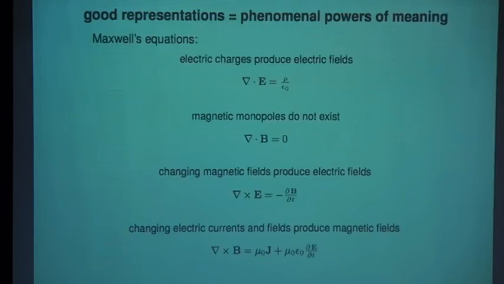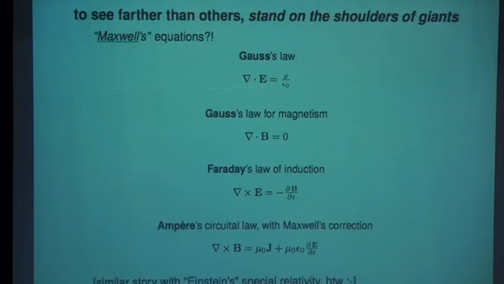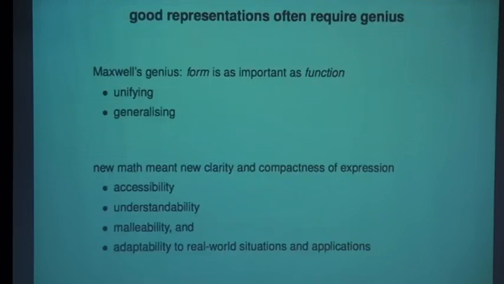Good representations, on the other hand, have a phenomenal power of meaning. Maxwell's equations, 4 tiny little equations that describe all of basically light, electricity, and magnetism. But what's interesting about Maxwell's equations is that they're not really Maxwell's equations. 2 of them come from Gauss, 1 comes from Faraday, the other from Ampere. And what Maxwell actually saw was a relationship between these theories that other people had missed. It's actually the same story with Einstein. His special theory of relativity was written way before he made it popular.